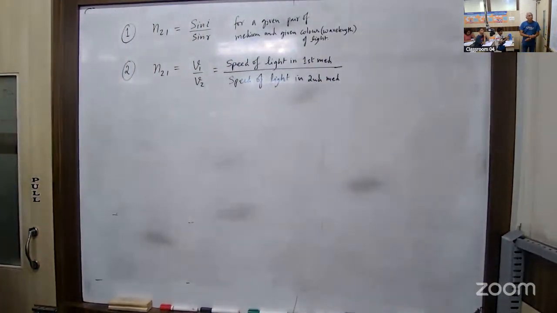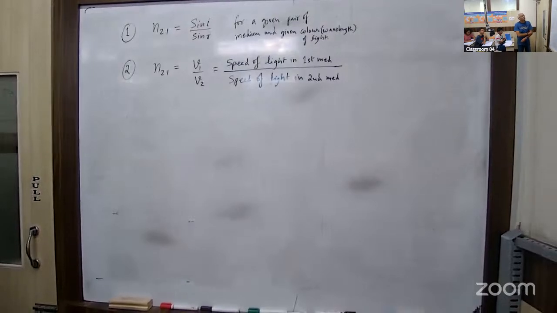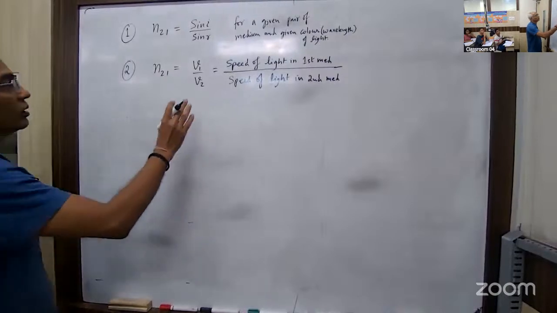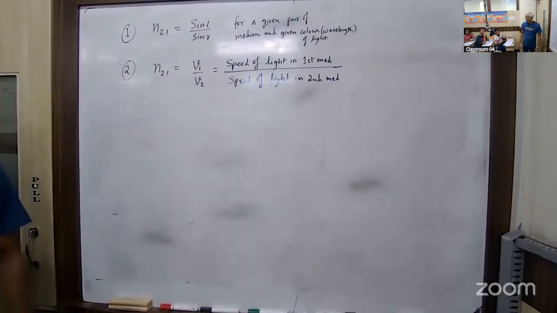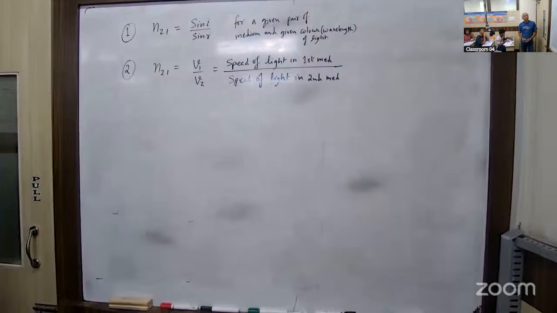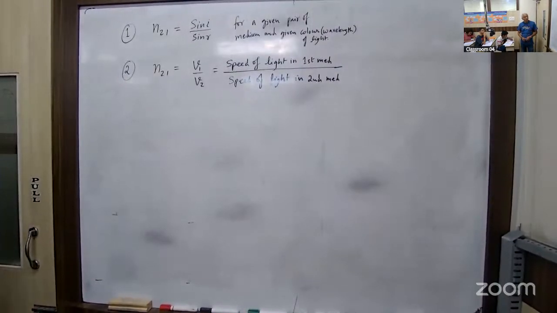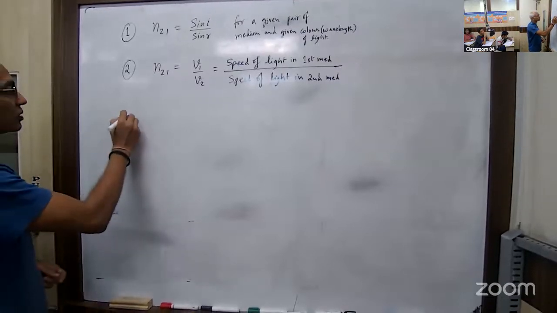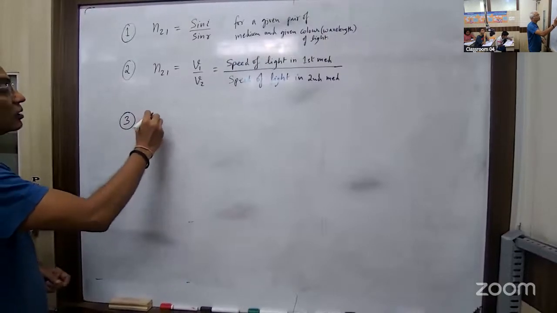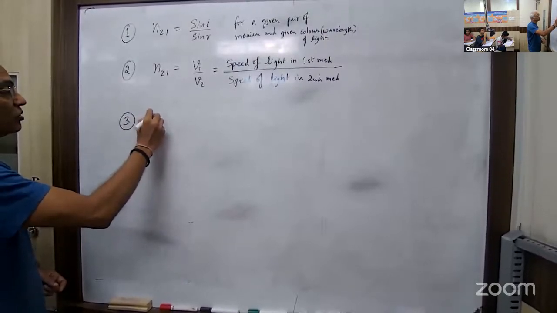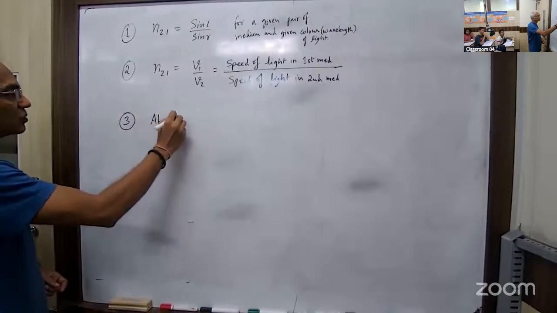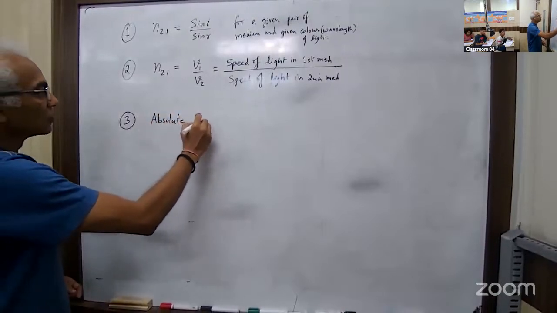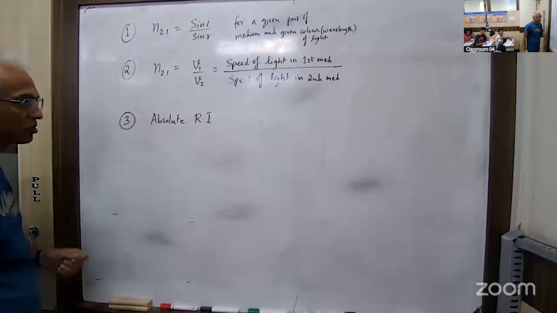Speed of light in second medium. So this is another definition of refractive index of a medium with respect to the incident medium. Now third is the concept of absolute refractive index. Now what is absolute refractive index?